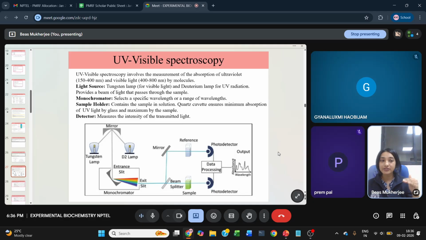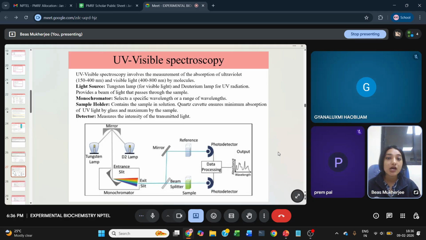So that is the difference between absorption spectroscopy and UV visible spectroscopy. Here there is a reference. Then there is the detector, which is detecting the wavelength that is coming out from the sample as well as the reference, and then there is processing, and then we get the data. So the sample holder contains the sample in solution.